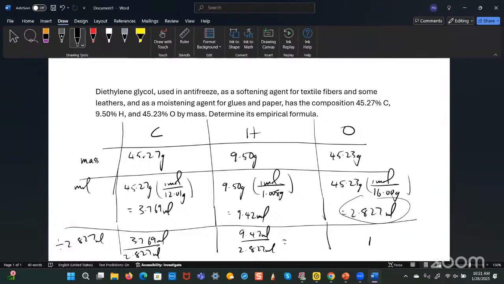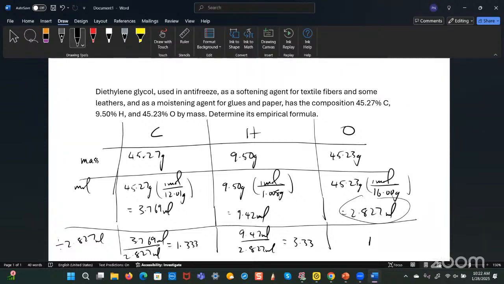So let's work it out for the carbon, 3.769 divided by 2.827. And according to my calculation, when we run it out to 3 sig figs, this becomes 1.333, right? And then in the case of hydrogen, we're going to divide 9.42 by 2.827. And this gives you, when rounded to 3 sig figs, 3.33, all right?